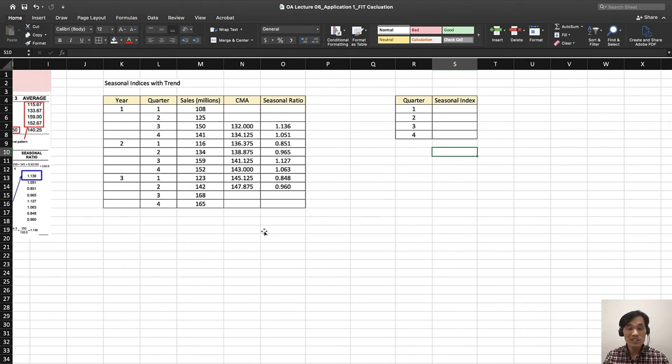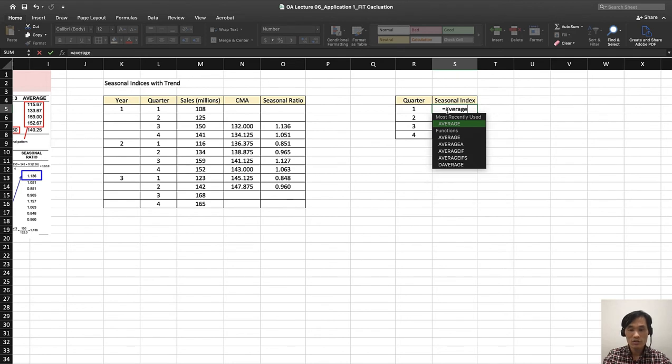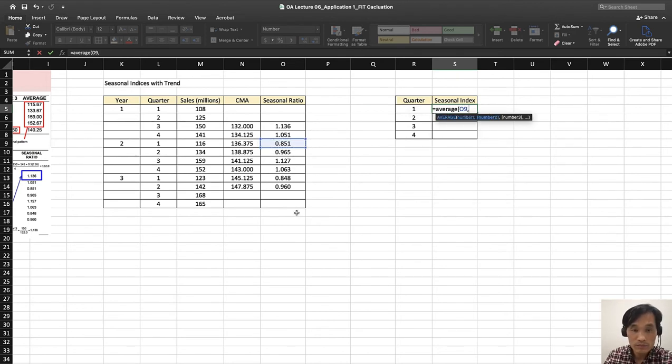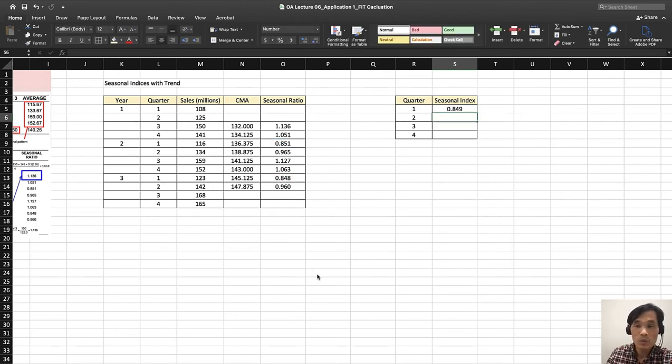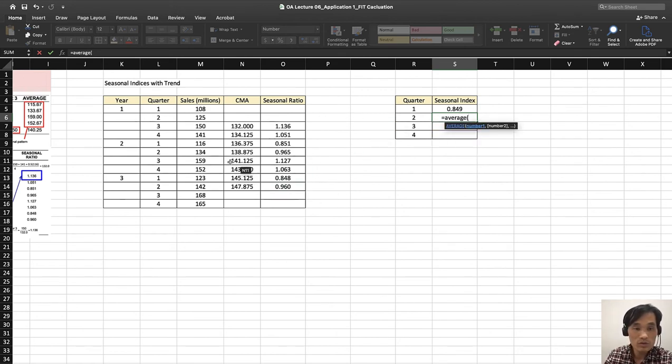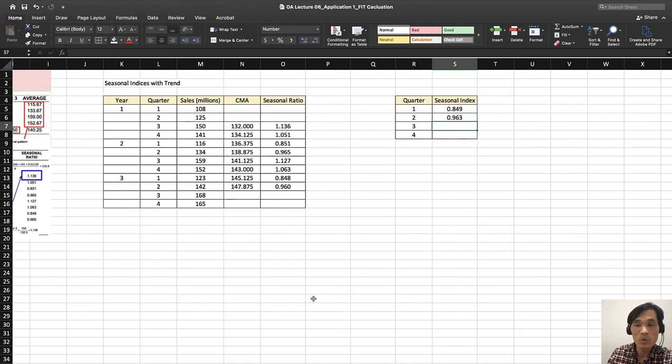Now we can calculate the seasonal index, now that we have the seasonal ratio. For quarter one of year two, we have 0.851 as a seasonal ratio, meaning that the sales are less than the average. And for quarter one of year three, it's 0.848. So we just average them out using the average function: 0.851 and 0.848 gives 0.849, which is your seasonal index for quarter one. Similarly for quarter two, from year two 0.965 and year three 0.960, it gives you 0.963 as your seasonal index.